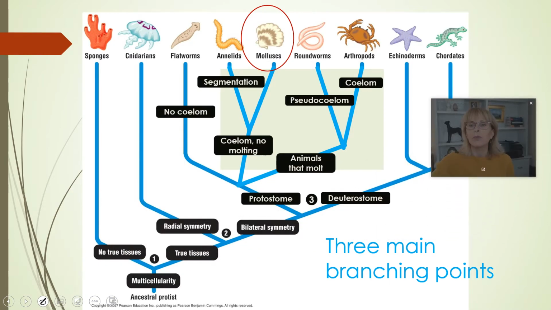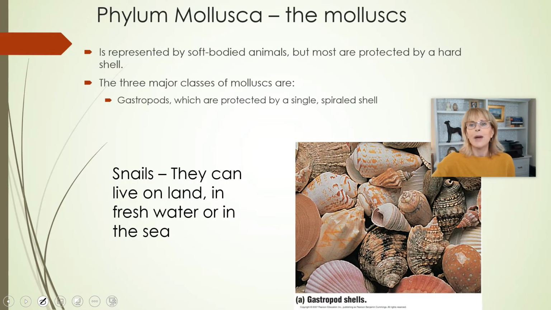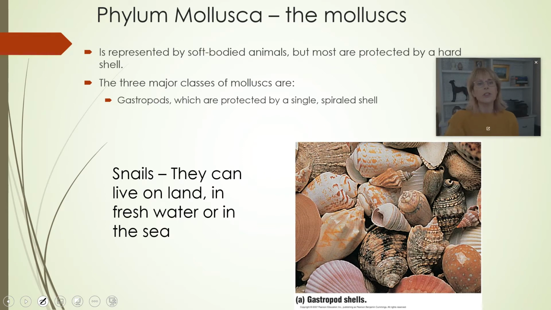But where are we going to start? We're going to start here with the mollusks. In this week's lab, we do the mollusks, the annelids, and the arthropods. The mollusks might be my favorite of those, right? Mollusks are soft-bodied animals, and most are protected by a hard shell, but I think the most interesting ones actually aren't. We'll talk about that. There are 3 major classes of mollusks.